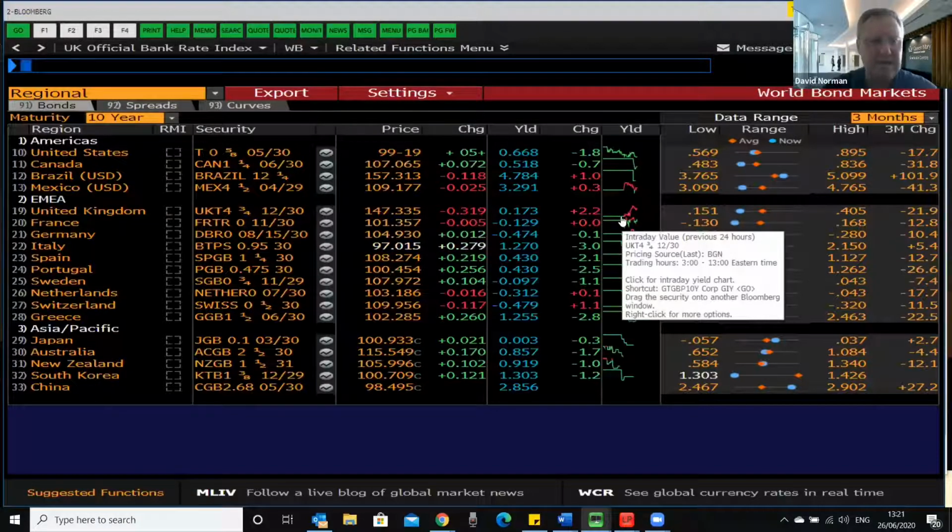You can also see that France, Germany, the Netherlands and Switzerland have negative implied interest rates, looking at bond yields. So this is a very serious situation for the Eurozone.